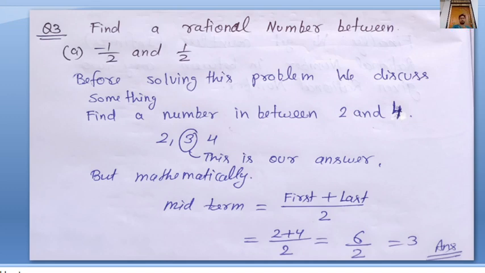Okay. Now, find a rational number between minus 1 by 2 and 1 by 2. Before solving this question, we discuss one example here. See, if I ask you to find a number between 2 and 4, simply you count 2, 3, 4. Okay. And what number can come between 2 and 4? 3. Very good. But how will we get it mathematically?